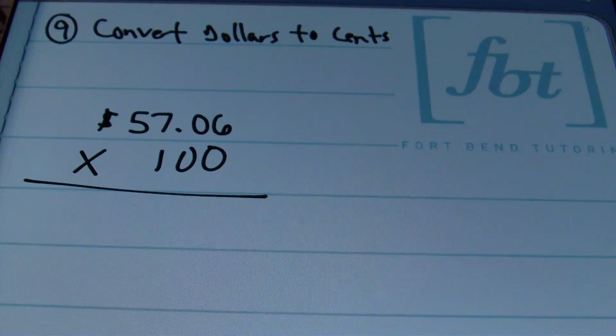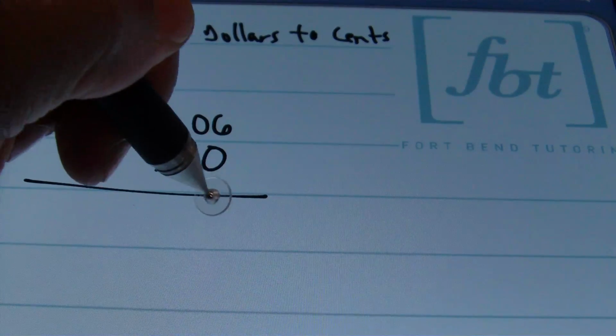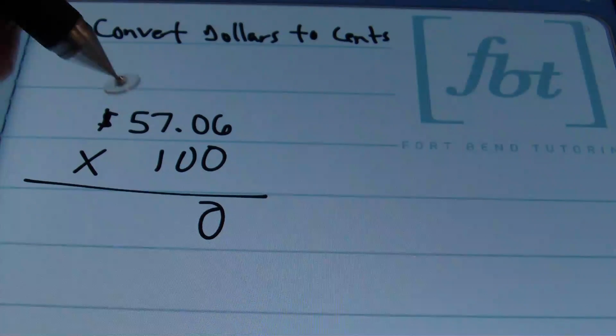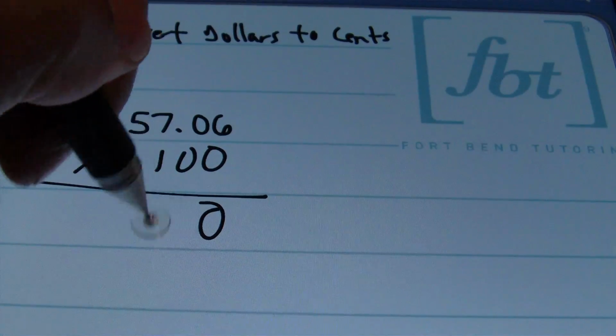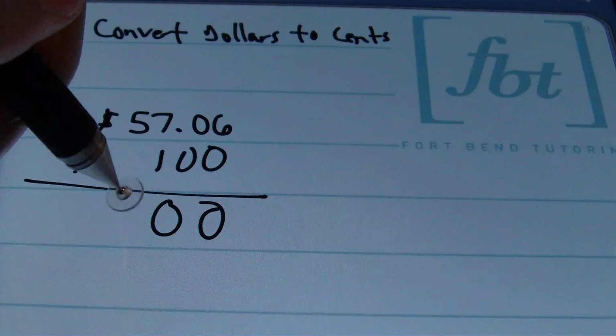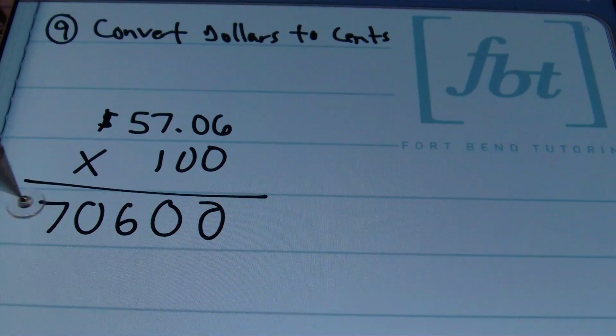But I know you want to show your work, so let's do that. We'll have 0 times any number is 0, so I'll just place a 0 there. And then once again for the tens digit, 0 times anything is 0. And so now I'm multiplying by 1. So 1 times 6 is 6, and 1 times 0 is 0, and 1 times 7 is 7, and 1 times 5 is 5.